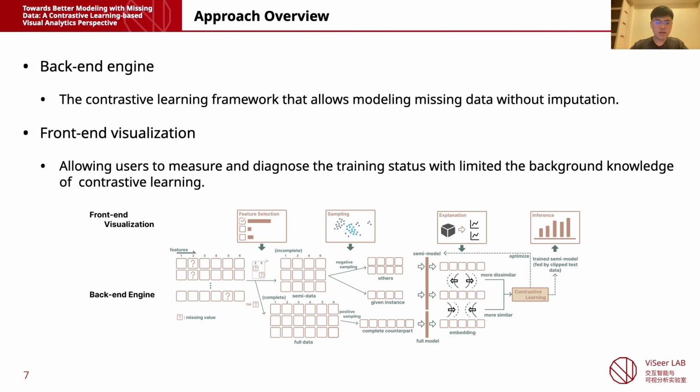For each step of the backend engine, the front-end visualization provides helpful interactions, especially for steps that significantly influence the performance of contrastive learning. This enables users with limited background knowledge of contrastive learning to leverage our system for measuring and diagnosing training data.